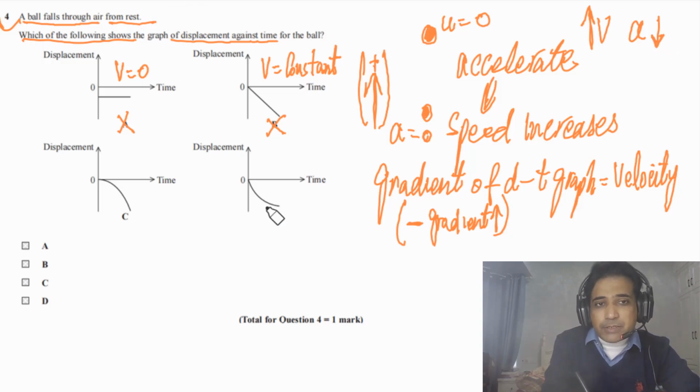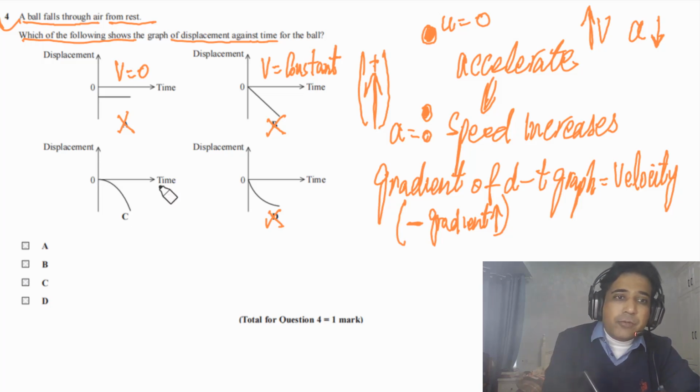So if you look at this one, this is telling us speed is decreasing, because the gradient is decreasing. So this is not a possible answer. Now if you look at this one, this is telling us the gradient is increasing, so it means speed is increasing. Gradient is negative, so it means velocity is negative, because down is taken as negative. By convention we take up as positive. So this is the best answer. The answer for this question is C.